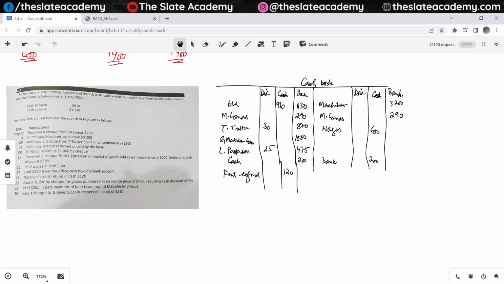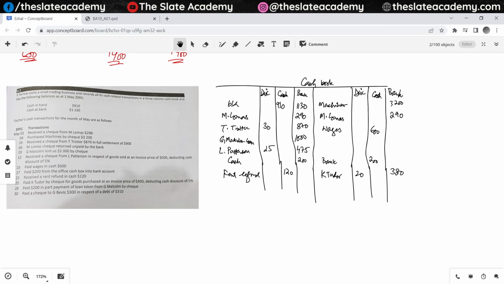K Tudor. And how much are we paying him? We are paying him through cash by check. By check. That means we are paying him 380. And 20 is discount received. Okay, paid 200 part payment of G Malcolm loan by check.